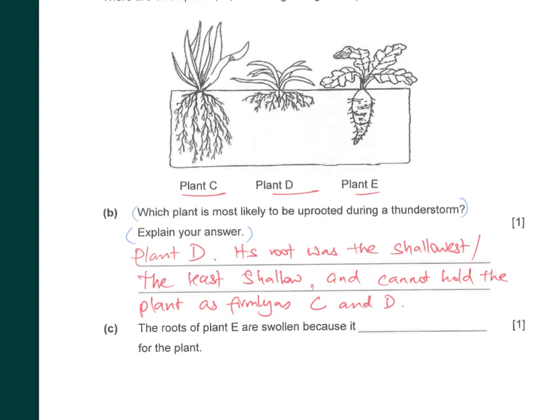Question C. The roots of E are swollen because it stores what? Food for the plant. Okay, so this is a kind of specialized root. So you know, for plants such as carrots and turnip, you realize that this root here has an additional function.